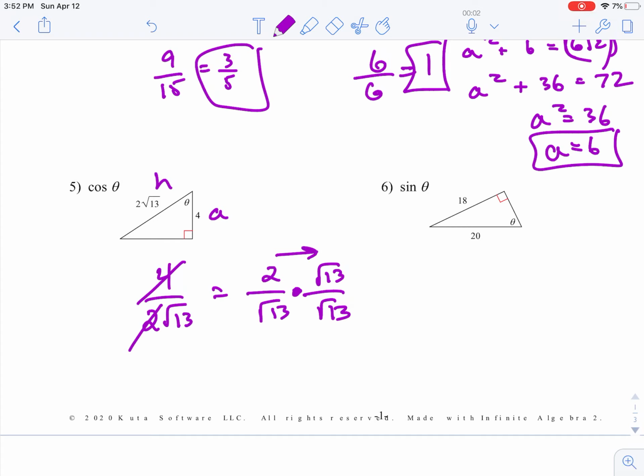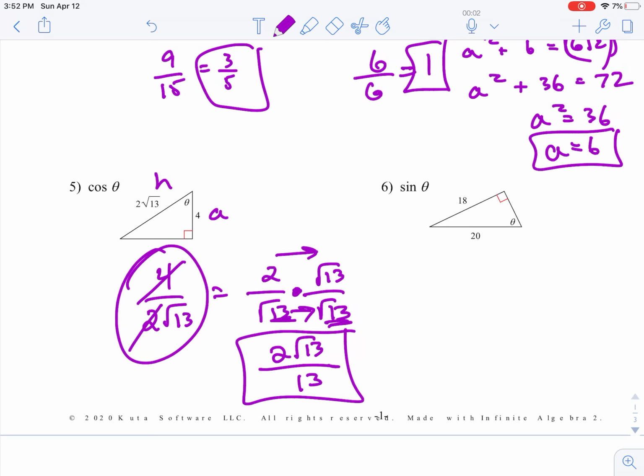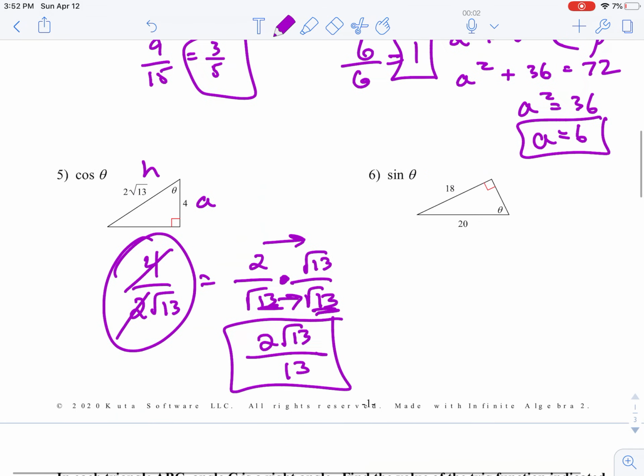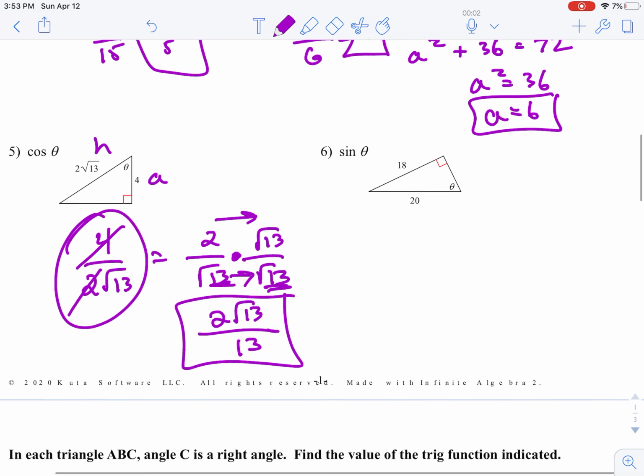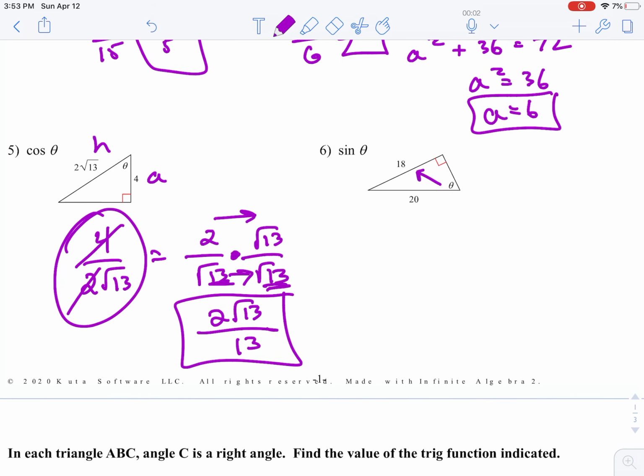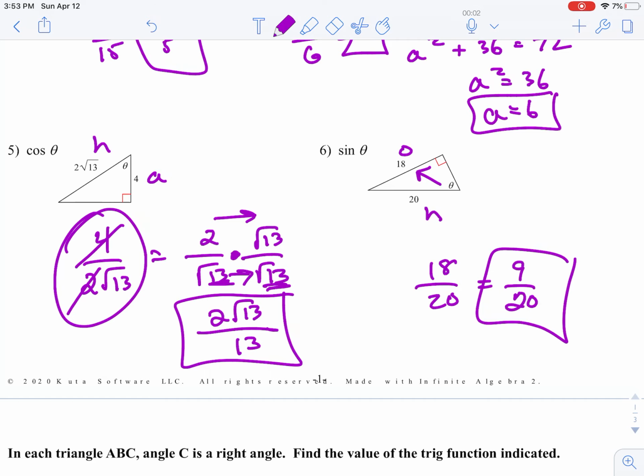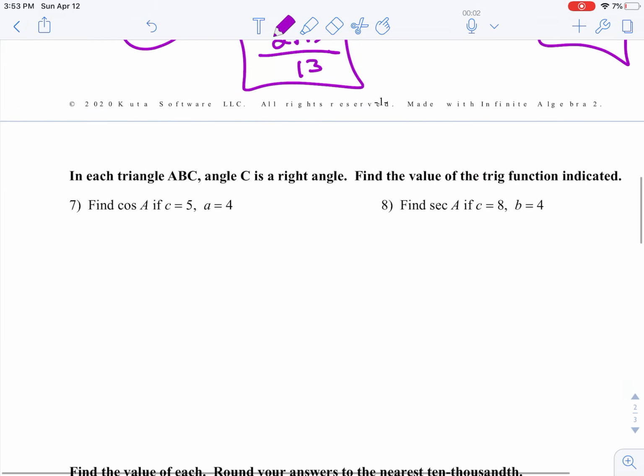So on top, 2 radical 13 over radical 13 times radical 13 is 13. Okay, if you simplify this first, you should not have to simplify this here, but I never say never, okay? Opposite over hypotenuse. Again, I got lucky, didn't have to do Pythagorean theorem. Okay, guys, so do not think the problems get harder as you go down the page. They may or may not.